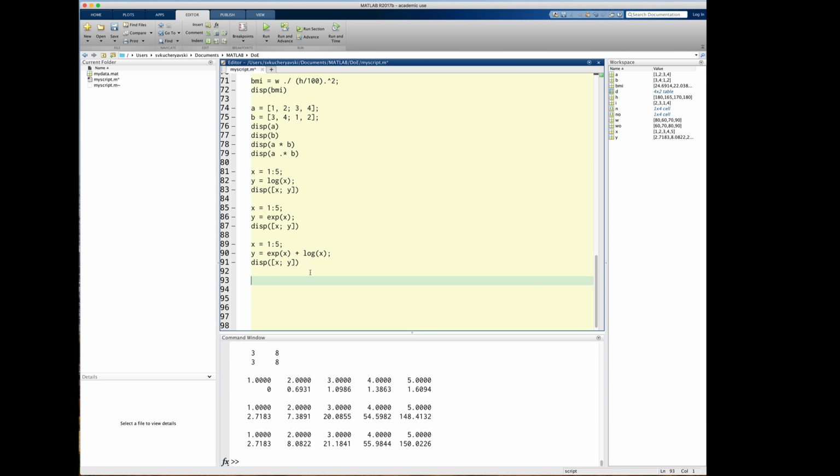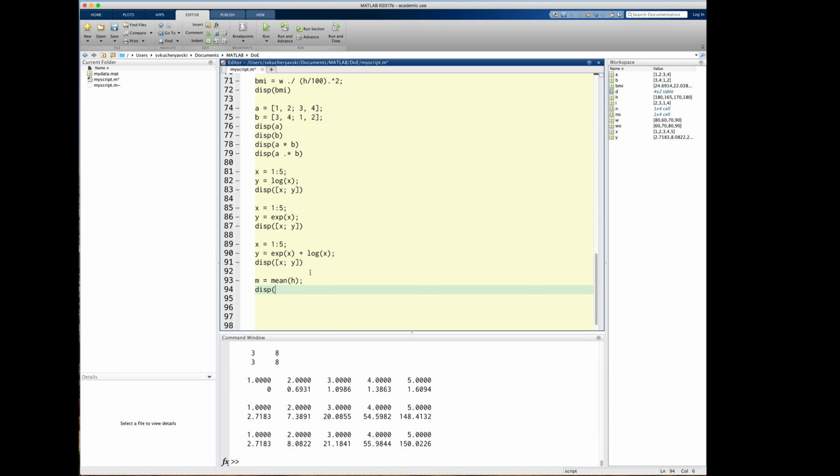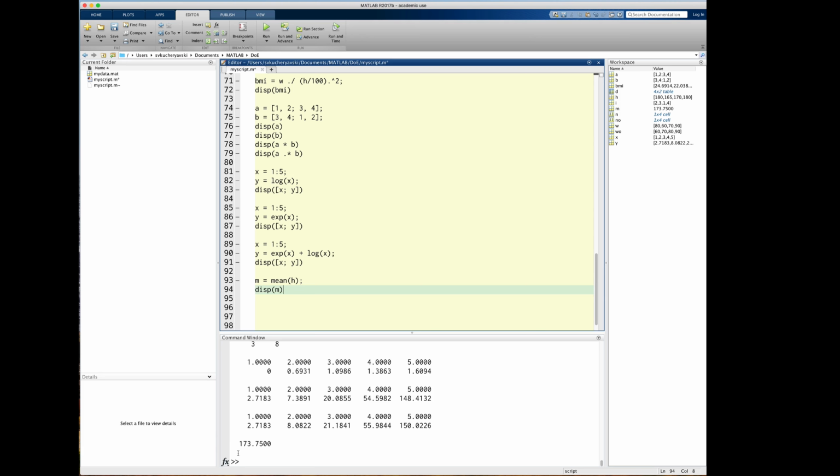Let's start with a vector. Let's say we would like to calculate the average height. Okay. So in this case, you simply just write m equal to mean h, and if h is a vector, it will take every value from this vector and then calculate mean for these values. Okay, so we'll get one number, which is an average height. We have average height 173.75.